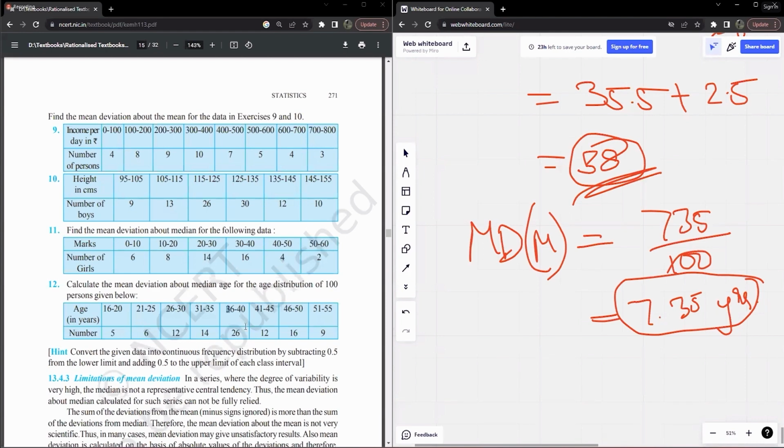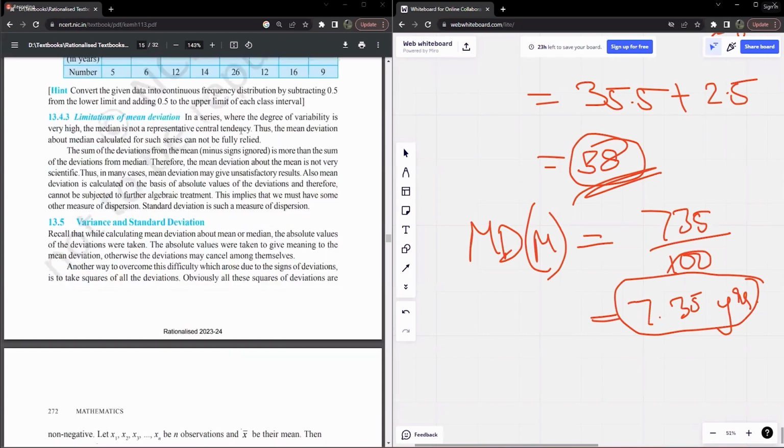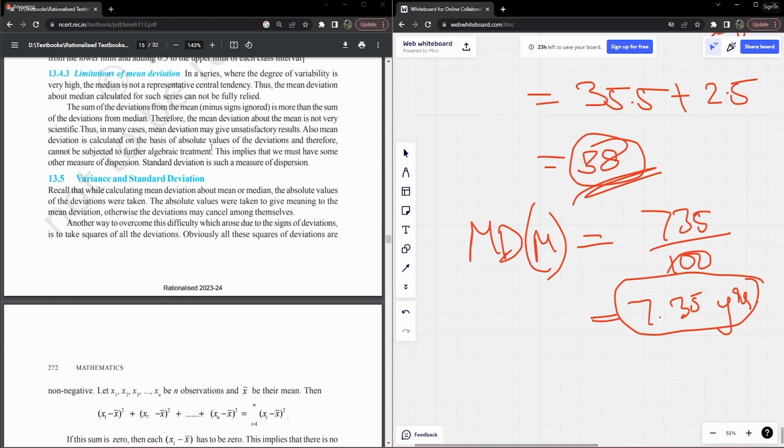And then you have the limitations of mean deviation, where they speak about the degree of variability being very high. Then the median is not really a representation of the central tendency, and the mean is also not really reliable in these cases. In many cases, mean deviation is going to give unsatisfactory results because it's not very objective. It is pretty much subjective and depends on how the data is classified. Because of this, if you have a very skewed data set, you may have a very small mean deviation when in fact the variability is actually quite high.